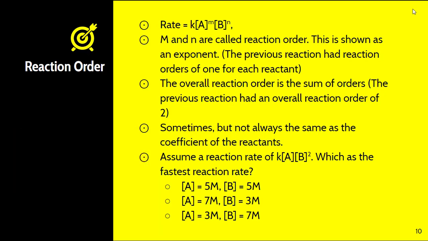The overall reaction order is the sum of the orders. So the previous reaction had an overall reaction order of 2. And sometimes they're not always the same as the coefficient of the reactions. So let's assume a reaction rate of K times the concentration of A times the concentration of B squared, and we want to find which is the fastest reaction rate.